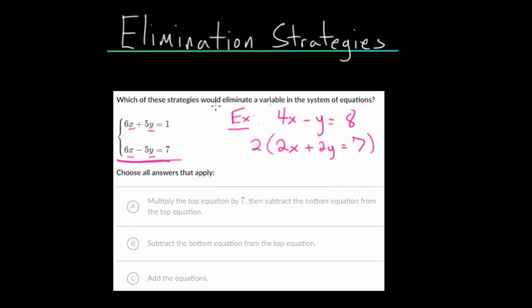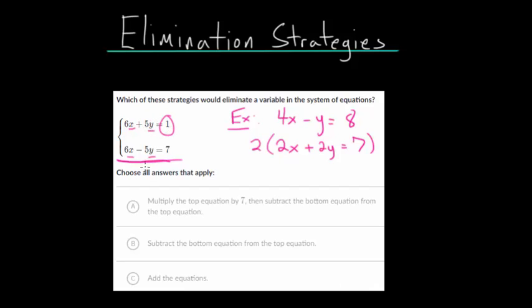So we just have to decide which of the following strategies we should use to eliminate one of the variables here. So our first choice: multiply the top equation by 7, then subtract the bottom equation from the top. Well, if we multiply the top equation by 7, that would make the numbers the same. But we're not interested in eliminating the numbers.